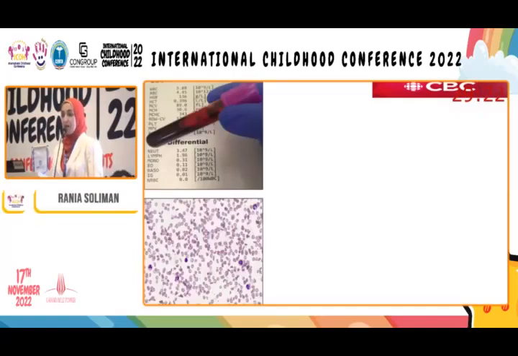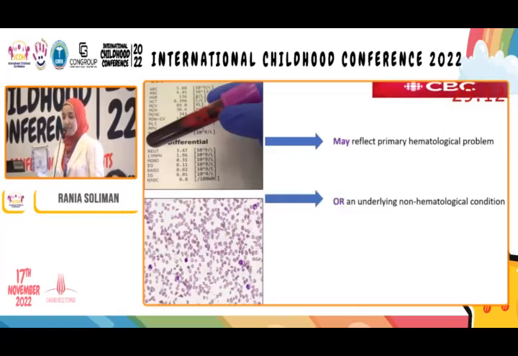Abnormal blood cell counts or abnormal blood cell morphology may reflect a primary hematological problem, but not only that, it may reflect an underlying non-hematological condition, or it may be the result of therapeutic interventions.